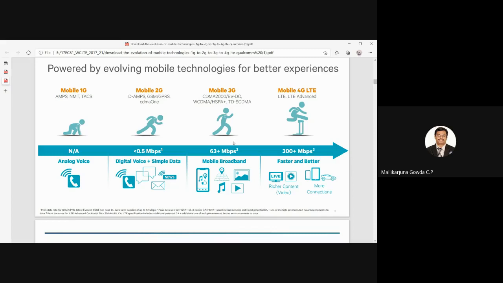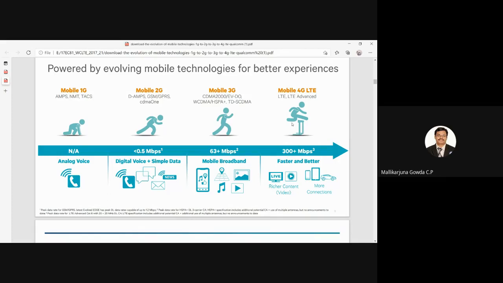So the next one is 4G. The name of the standard is LTE. Then the next version of LTE is LTE Advanced. Here the data rate provided by this standard is up to 300 plus Mbps.